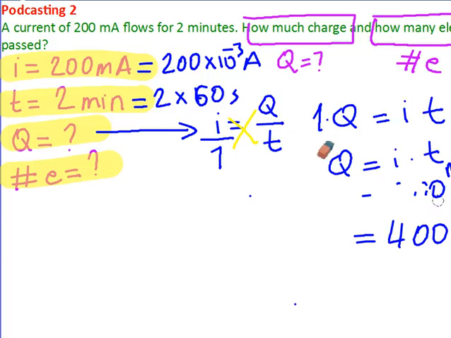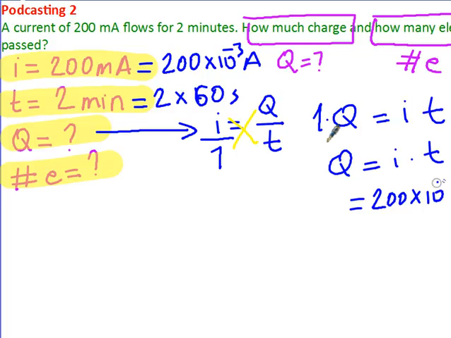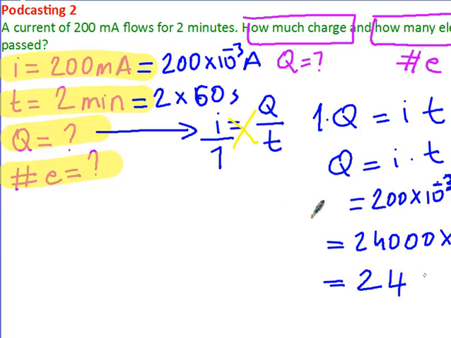So actually, instead of just applying whatever is provided to me, I must say the current simply is 200 times 10 to the power minus 3 times 2 times 60. So that will give me, this will be 120 times 200 will be 24,000, another 0 times 10 to the power minus 3, and that will give me 24 coulombs. Now I am happy with that, or 2.4 times 10 to the power 1. So that's the answer for the first part.